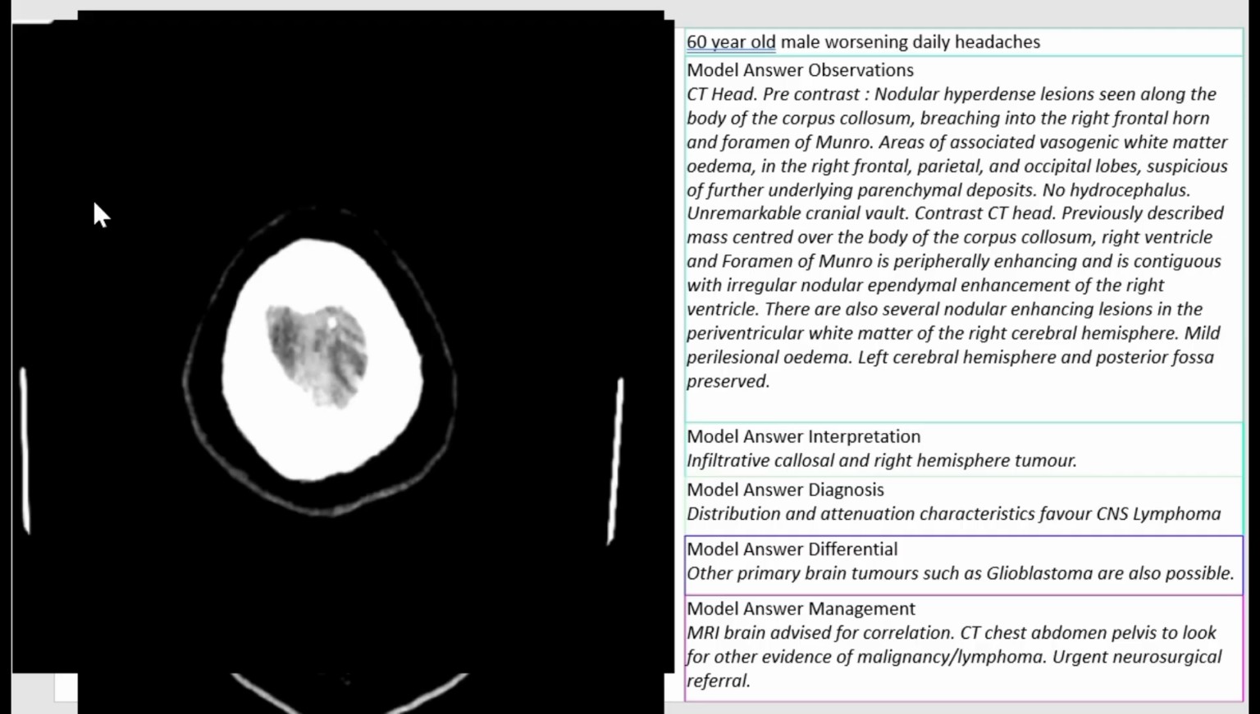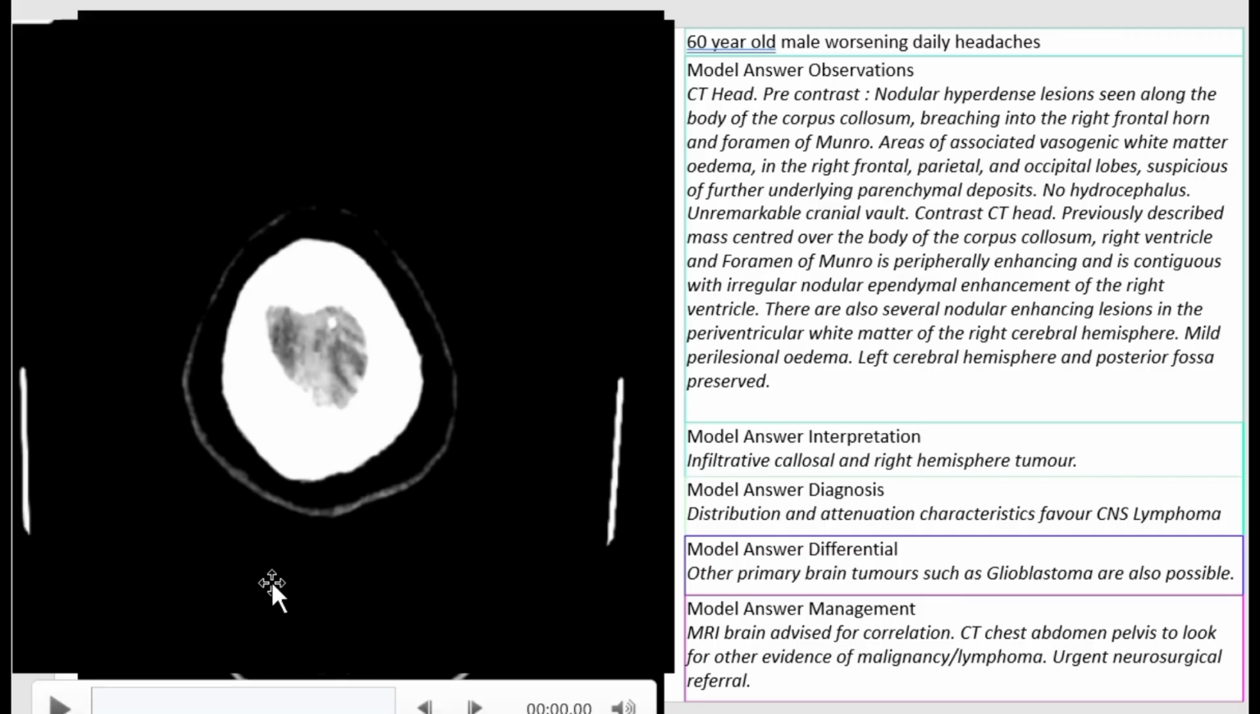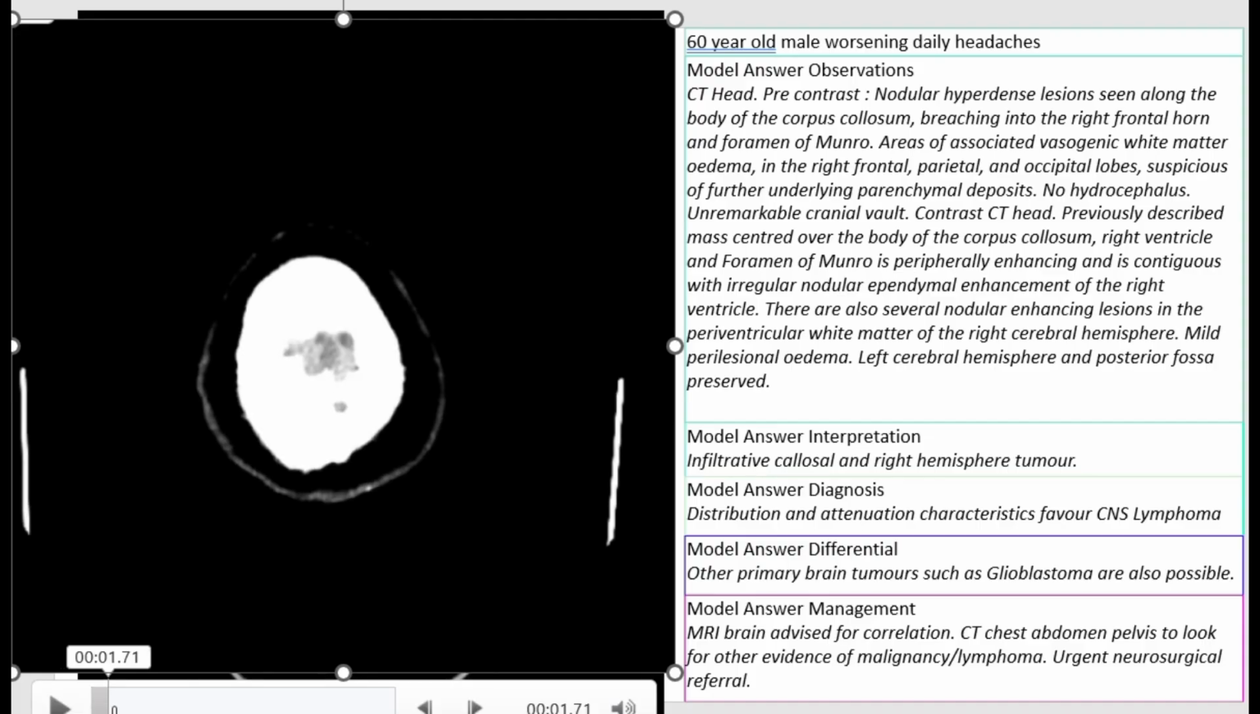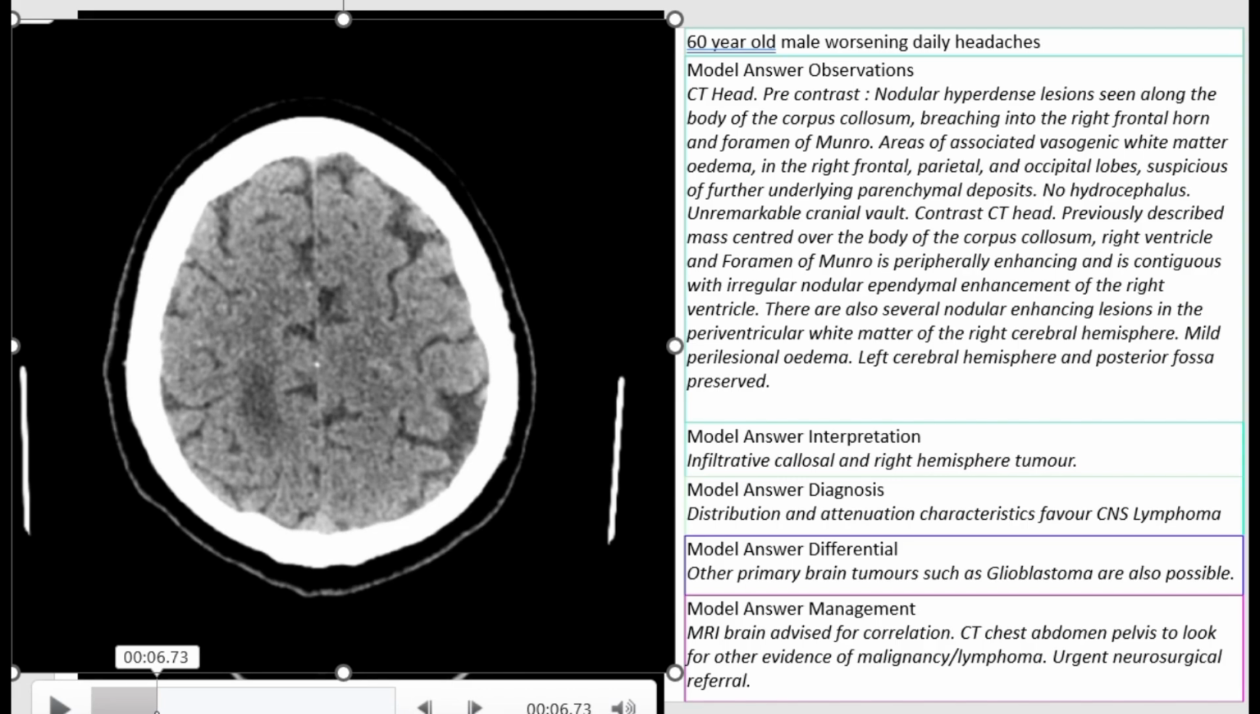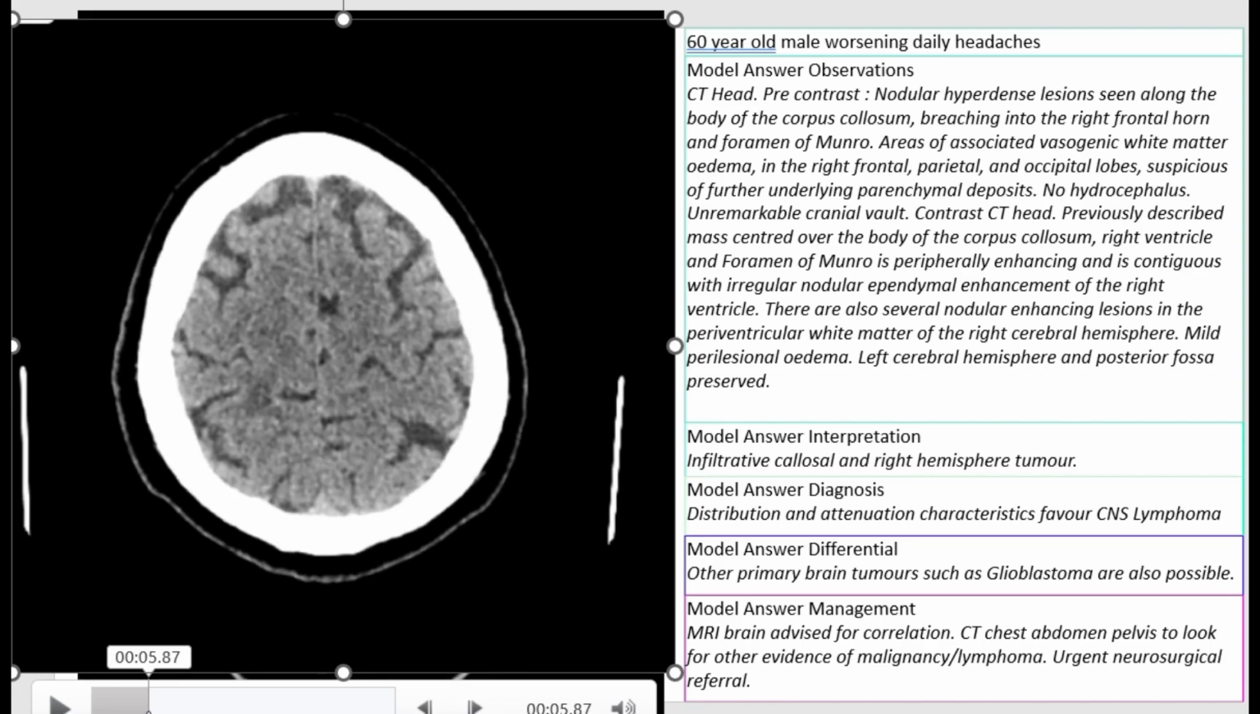So let's start to apply this information in our case. There are areas of associated vasogenic white matter edema in the right frontal lobe. Okay. So starting from the most superior cuts, this is the frontal lobe. Can you see? This is an area of white matter vasogenic edema in the right frontal lobe.